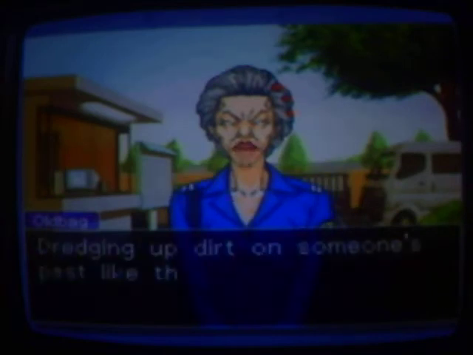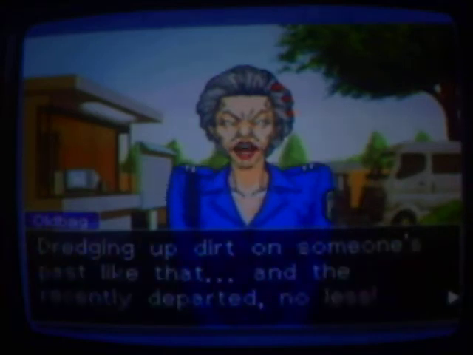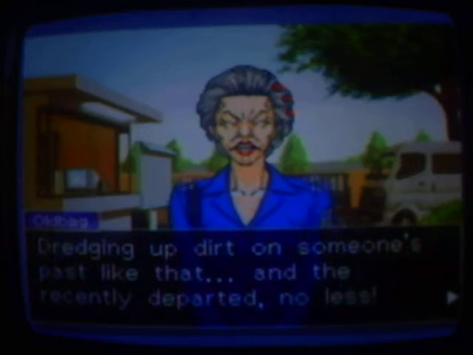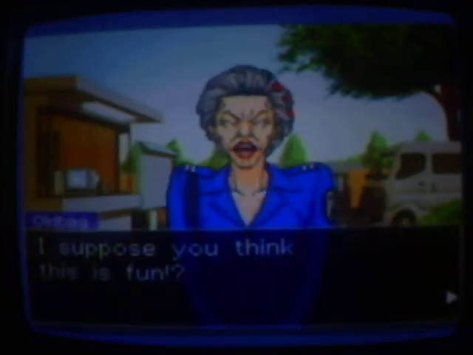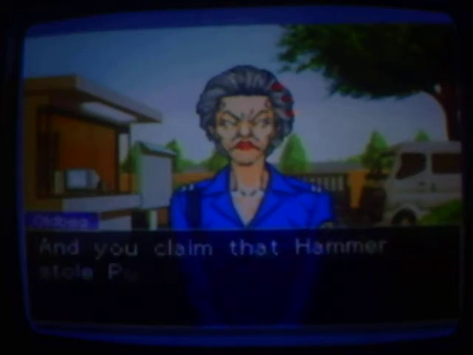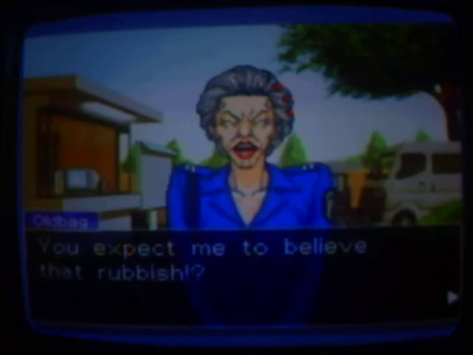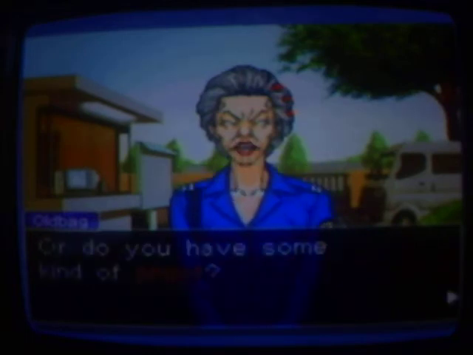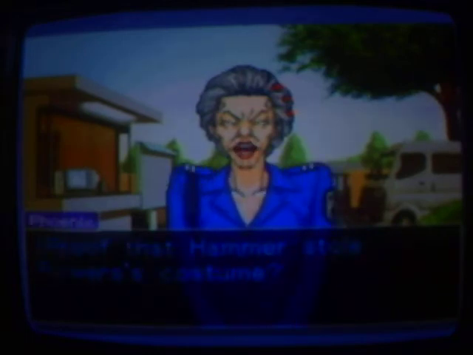Whippersnappers dredging up dirt on someone's past like that. And recently departed, no less. I suppose you think this is fun. No, I'm just doing my job to protect Mr. Powers. And you claim that Hammer stole Powers' costume? You expect me to believe that rubbish? Or do you have some kind of proof? Proof that Mr. Hammer, that Hammer stole Powers' costume?